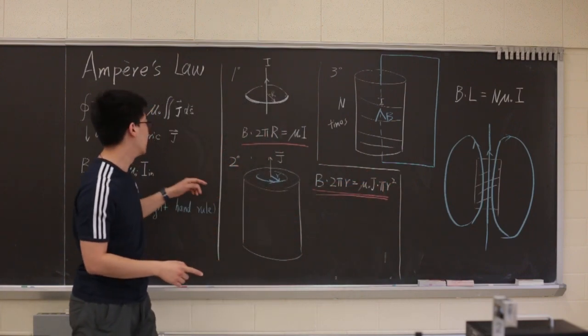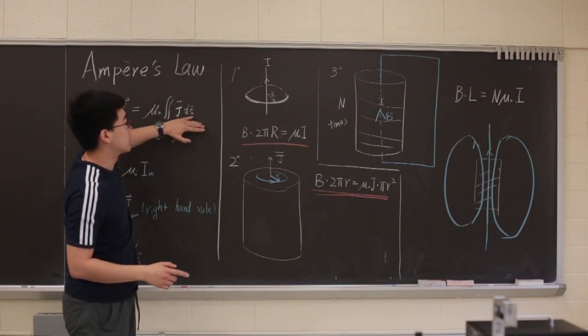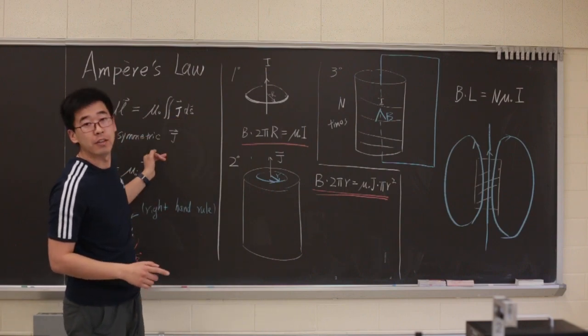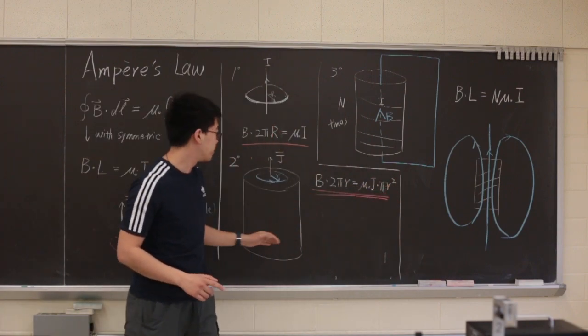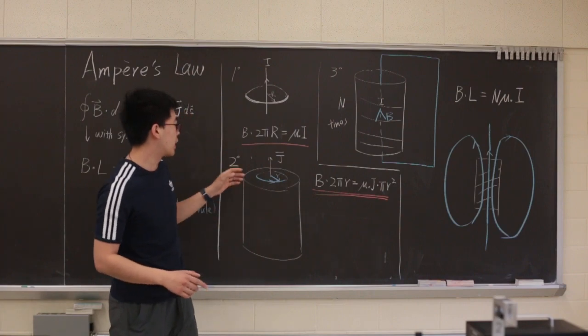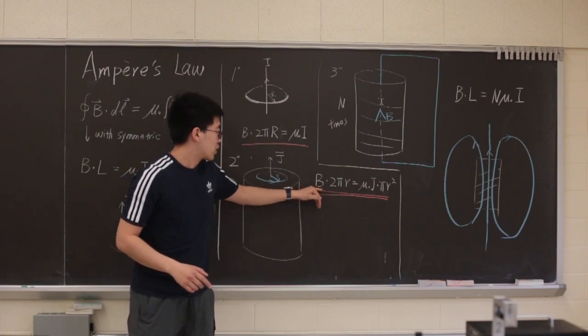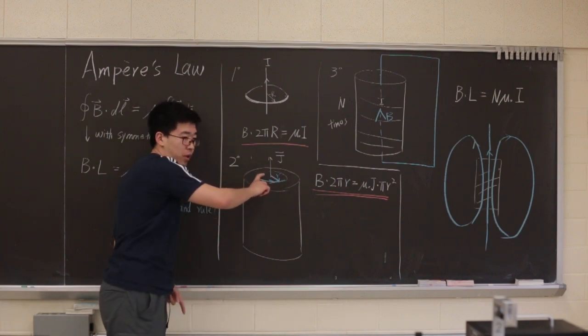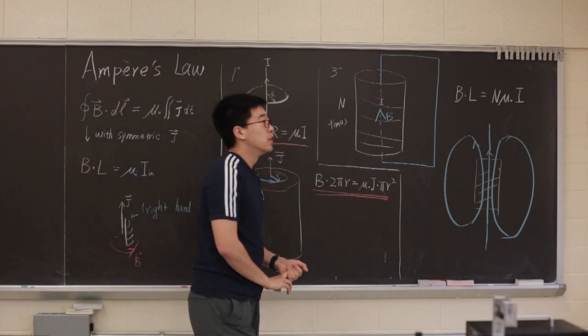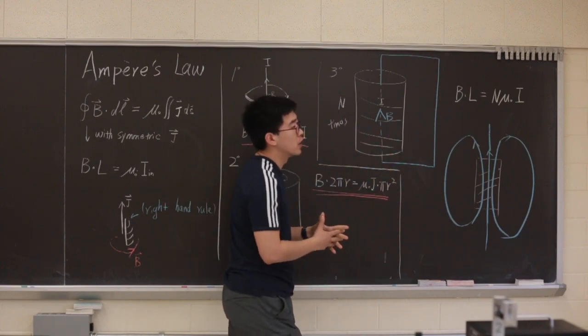J dot S gives I within. That's pretty much I within equals J times pi r squared. Using that, we will get the B field within the wire.